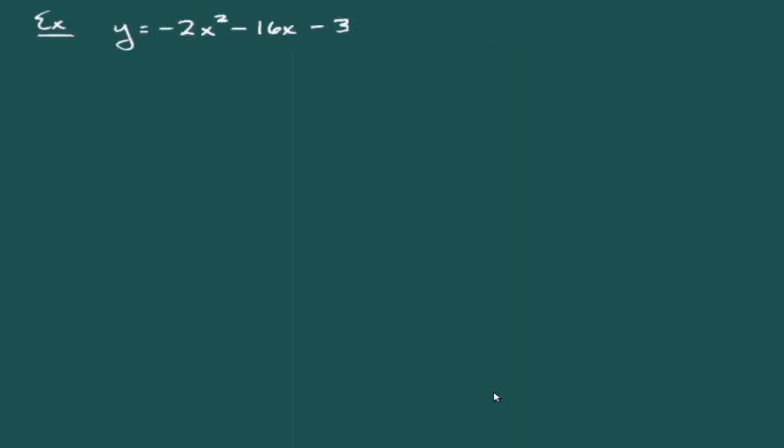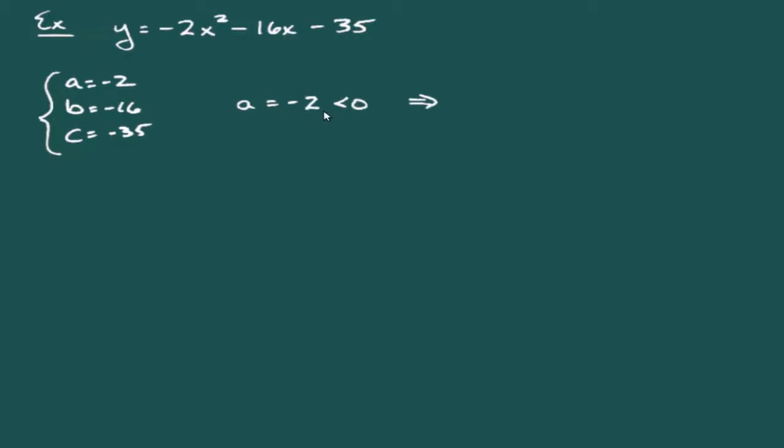Now let's take an example that we have in standard form, go through everything that we know now, and rewrite this and put it in vertex form. So we're taking our equation, y is equal to negative 2x squared minus 16x minus 35. We're identifying a, b, and c. So we've got a being negative 2, b being negative 16, and c being negative 35. Since a is negative 2, that's obviously less than 0. That's telling us that, yes, our parabola is opening down.